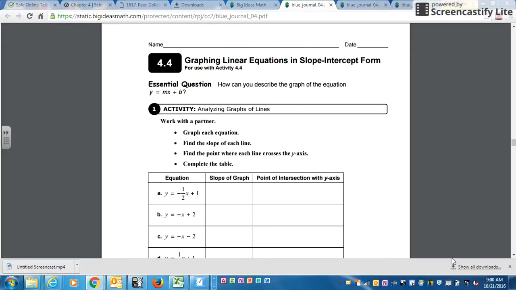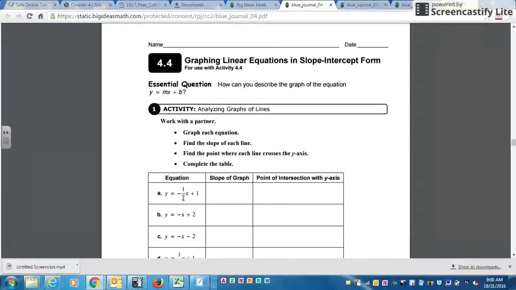Okay, this is page 83, 4.4. Essential question: how can you describe the graph of the equation y equals mx plus b? Okay, graph each equation, find the slope of each line, find the point where each line crosses the y-axis, and complete the table. We're going to be doing this on a calculator today.